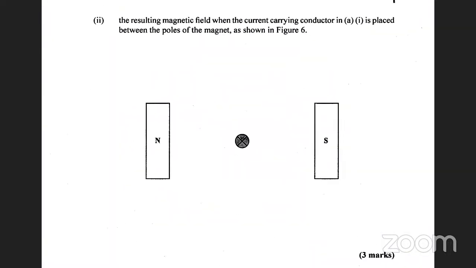So you have to work out what will happen when a conductor goes into a magnetic field. It'll experience a... When a current-carrying conductor goes in a magnetic field, it experiences a what? A force, right? So you have to work out the force and then draw the field lines. Hurry up. Quick.